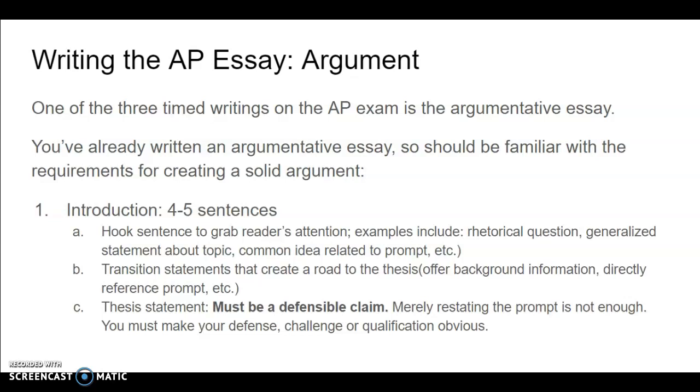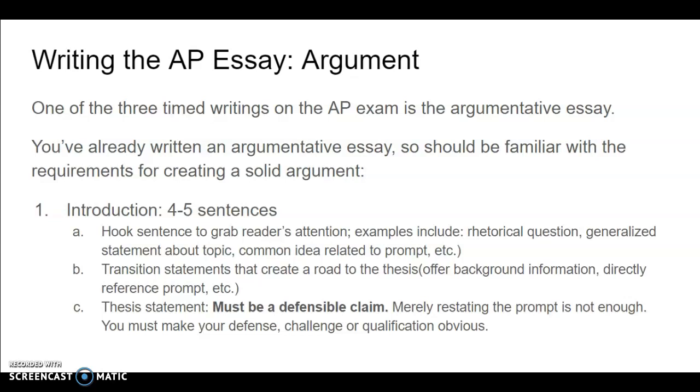And then I think the most important part of this, your thesis statement. It must be a defensible claim. Merely restating the prompt is not enough. You must make your defense, your challenge, or your qualification obvious. So being a defensible claim means that your evidence and commentary are going to back up your thesis statement.